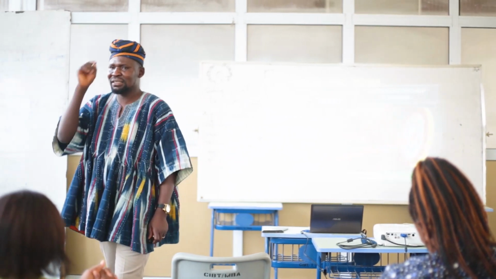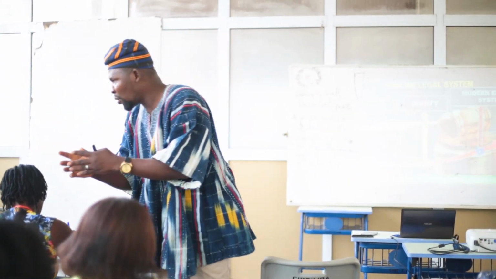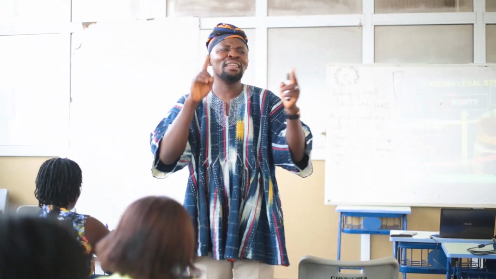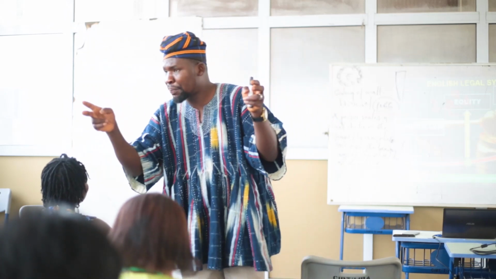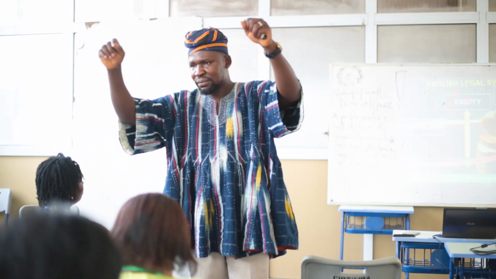The modern English system is an amalgamation of what? Equitable principles and common law principles. But whenever there is a contravention between equitable principles and common law principles, the equitable principle will rise up. Take note of it.